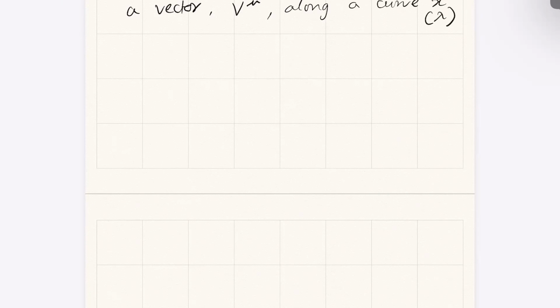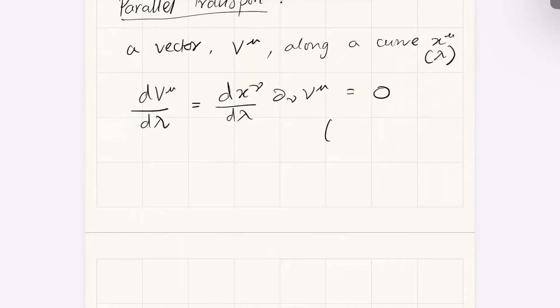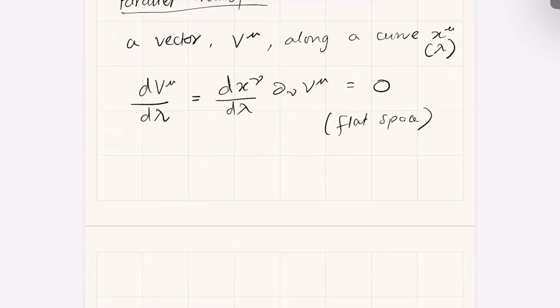If the vector's components don't depend on lambda explicitly, then we can write the derivative of the vector with regard to lambda as equal to 0. Again, I'm computing this in flat space. I have not defined any sort of covariantness here, and I have defined the derivative as a partial derivative, so this is in flat space. Reiterating, if I have a vector along a curve, and its components explicitly don't depend on lambda, then the derivative gives me 0. This is what I call a parallel transport. I'm parallelly transporting the vector along the curve without changing it.